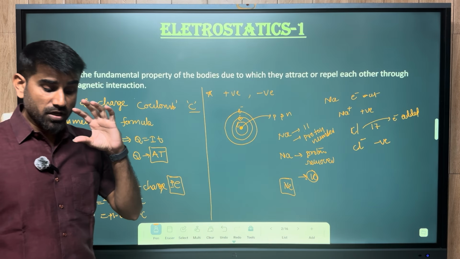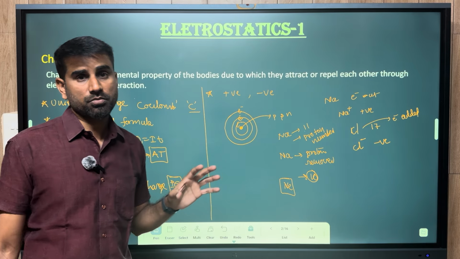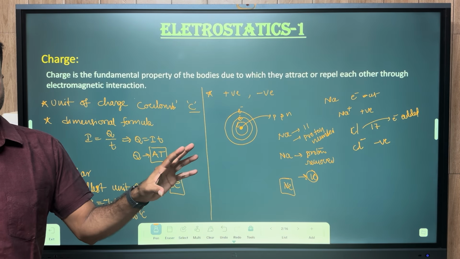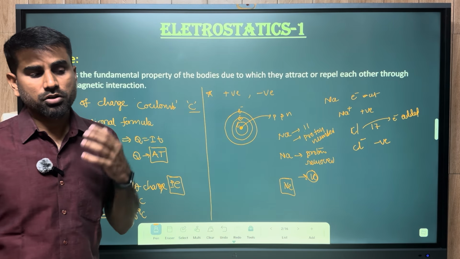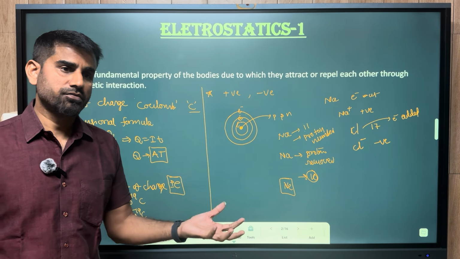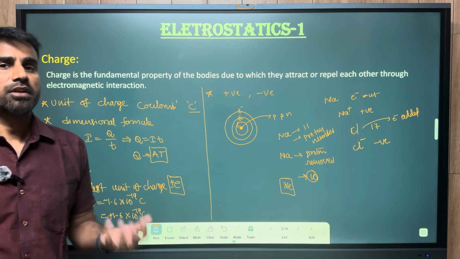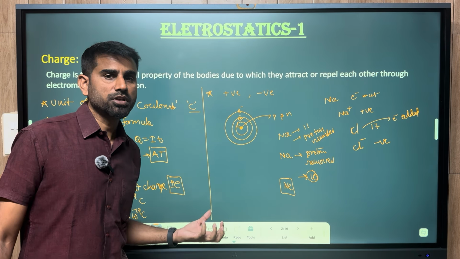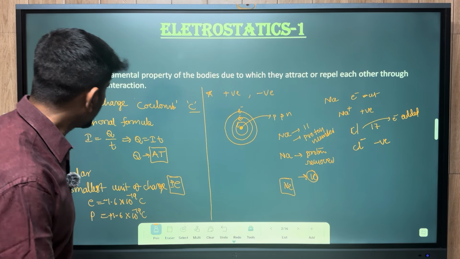So there is a misconception. You may come across a misconception that in order to make an object positively charged, we have to add protons. No, that is wrong. In order to make an object positively charged, we have to remove electrons. We have to make the protons dominant. That is how we can make any object positively charged.